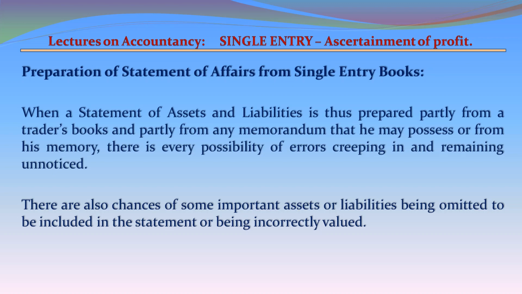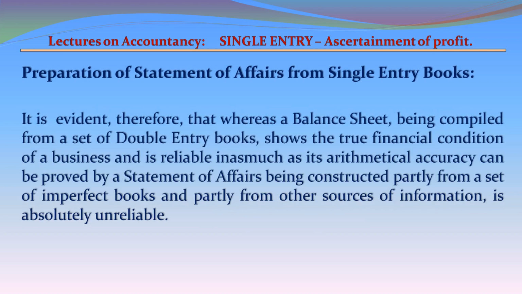There are also chances of some important assets or liabilities being omitted to be included in the statement or being incorrectly valued. It is evident, therefore, that whereas a balance sheet being compiled from a set of double entry books shows the true financial condition of a business and is reliable inasmuch as its arithmetical accuracy can be proved, a statement of affairs being constructed partly from a set of imperfect books and partly from other sources of information is absolutely unreliable.